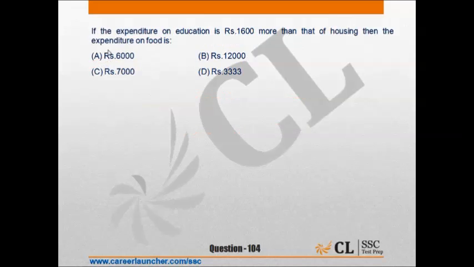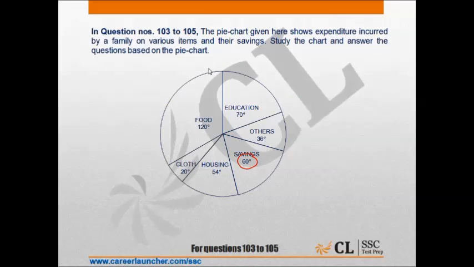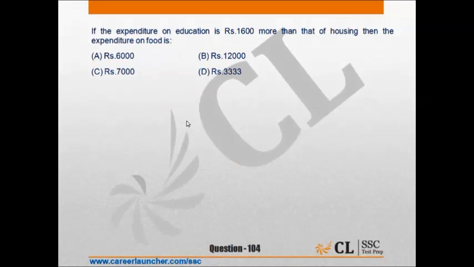Coming to the next question, the question is, if the expenditure on education is rupees 1,600 more than that of housing, then the expenditure on food is. Coming to the pie chart, I can say that the expenditure on education is 70 degrees and the expenditure on housing is 54 degrees. Then the difference between them is 70 minus 54, that is equal to 16 degrees. Now the difference in terms of rupees is given as 1600. So I can say 16 degrees is equal to rupees 1600, or 1 degree is equal to rupees 100.